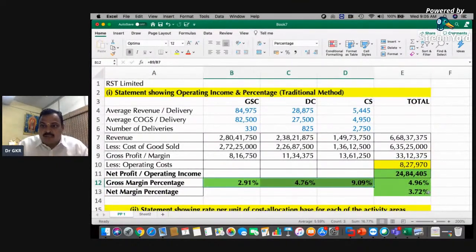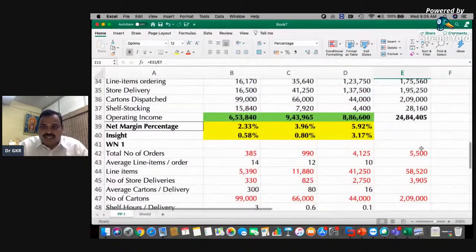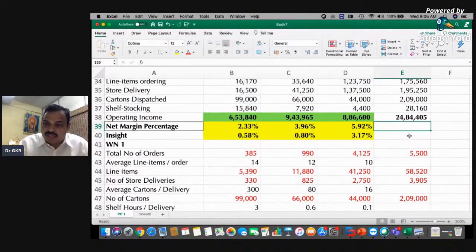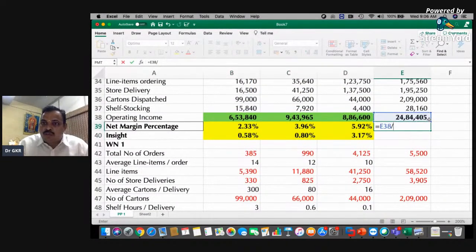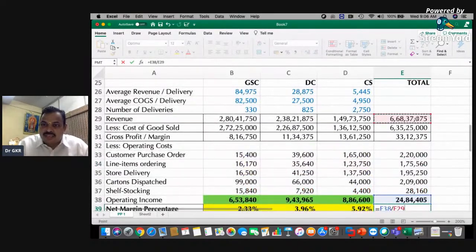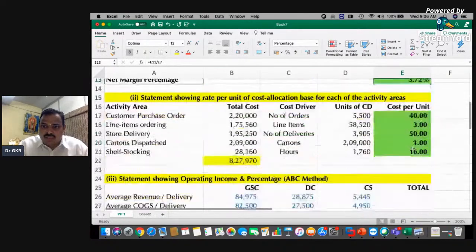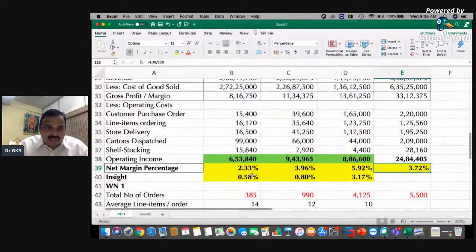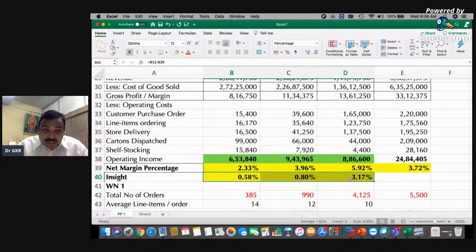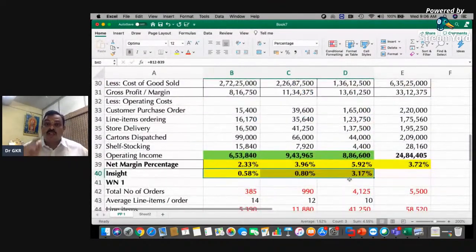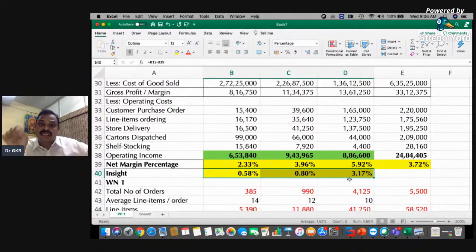Gross margin you have got, net margin 3.7. Here also you are getting the same net margin percentage. Please look at this. What is net margin? 2,84,405 divided by 6 crore 68. Same. Here, same, nothing. 3.72%. You also got 3.7. The 3.72 average is your net margin. But here what is the information you get? Insight: the chemist shop, you spend more operation expenses because of activity based costing. That is the insight you get.